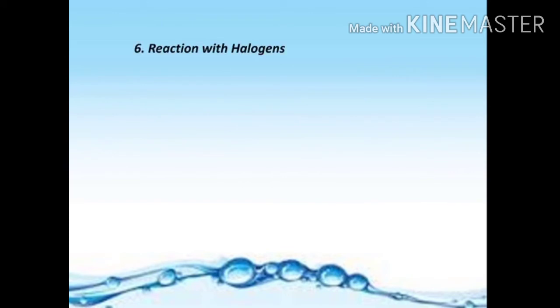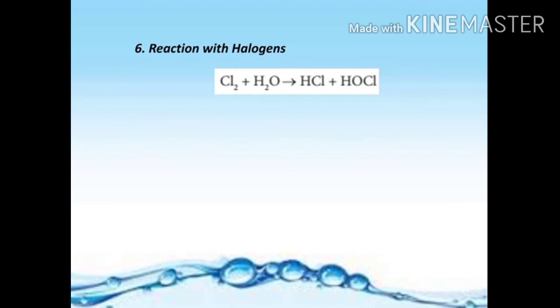Reaction with halogens. Halogens react with water to produce acidic solutions. For example, chlorine reacts with water to produce hydrochloric acid and hypochlorous acid. It is responsible for the antibacterial action of chlorine water, so it is used as a bleaching agent. But fluorine reacts differently, liberating oxygen from water.